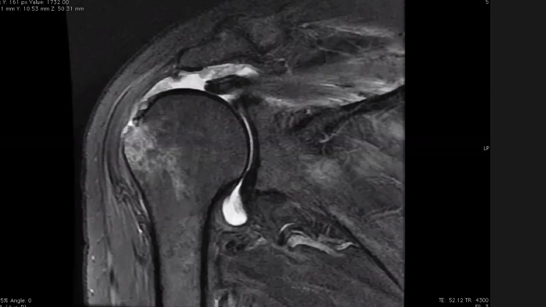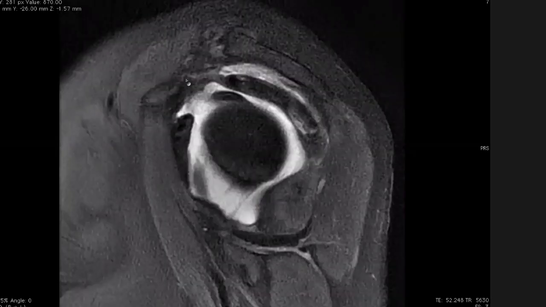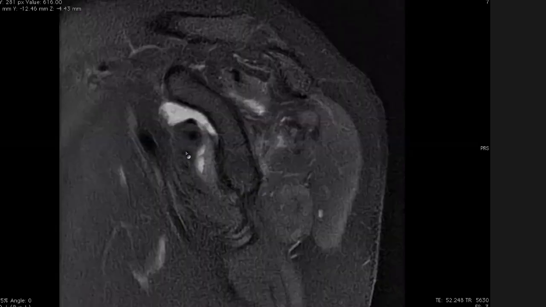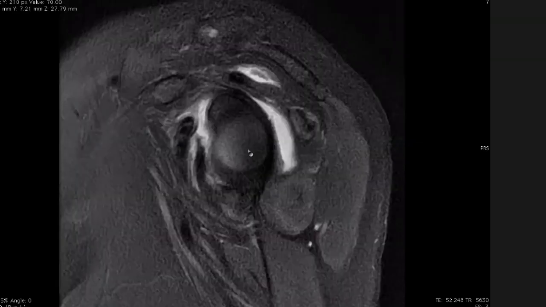But we are more interested in the infraspinatus. So let's look at the sagittal now. Again, identify the coracoid. This is your subscapularis tendon, which lies at the front. Like you said, there is an effusion. That's your glenoid we are seeing. This one is your supraspinatus, and the infraspinatus is this big muscle here, right?